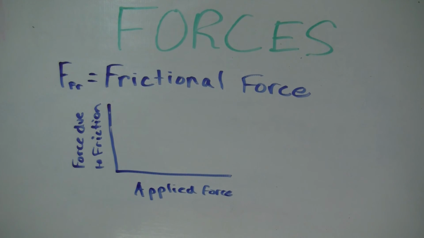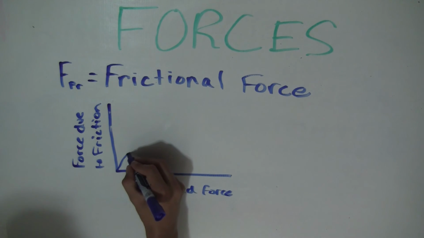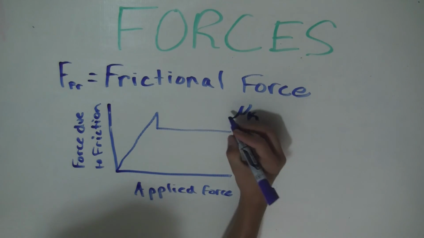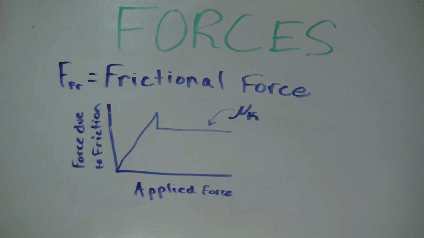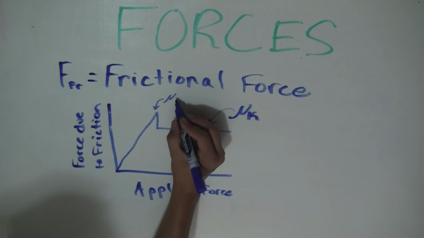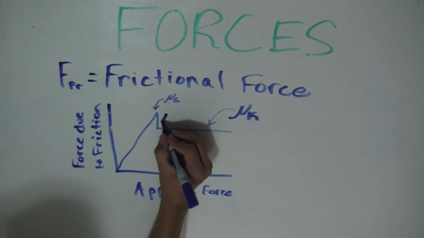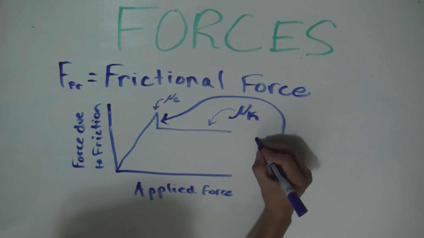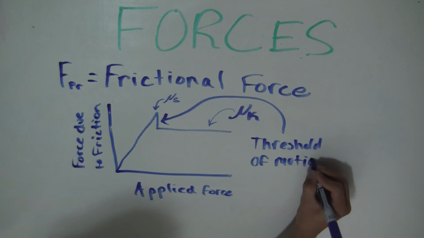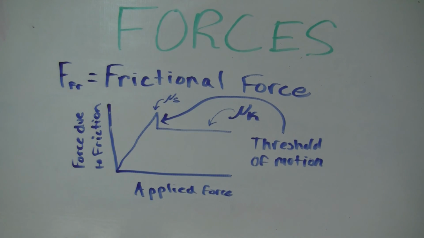The force due to friction keeps increasing until it reaches mu s, which is the coefficient of static friction. Once it reaches that, it drops down a bit to mu k. That is the threshold of motion. Once it reaches the threshold of motion, mu k is constant. The coefficient of kinetic friction is always smaller than the coefficient of static friction.